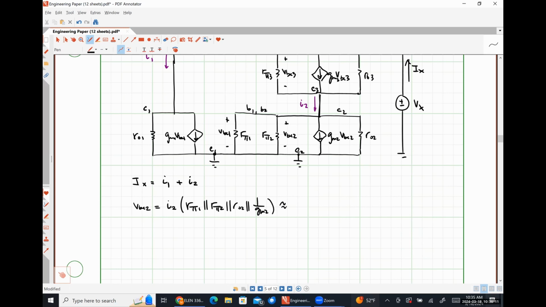And this will be approximately just I2 divided by GM2. So we're making an assumption here that should be true the overwhelming majority of the time, that the resistance 1 over GM2 is smaller than all of those other ones. And so when we put all of those things in parallel, it'll be about the same as 1 over GM2. Okay. Now, we can see directly by inspection that VBE2 and VBE1 are literally the same voltage because our bases are together.